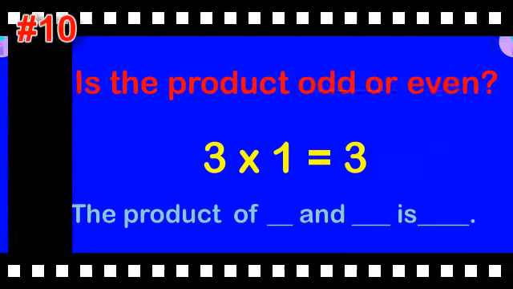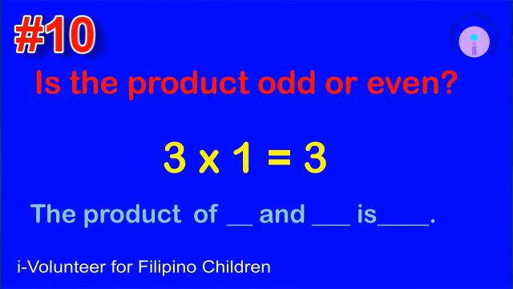Item number 10. Is the product odd or even? The product of 3 and 9 is odd. Kindly repeat.